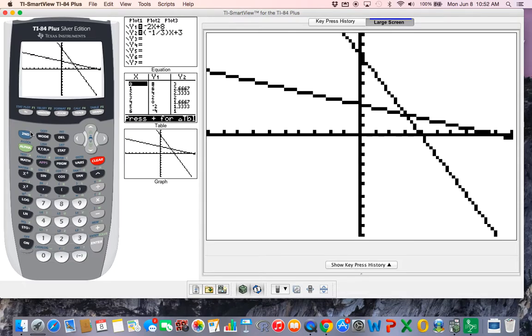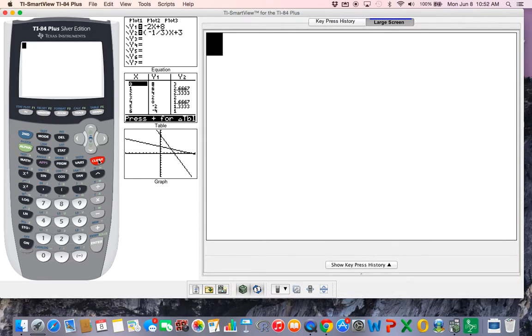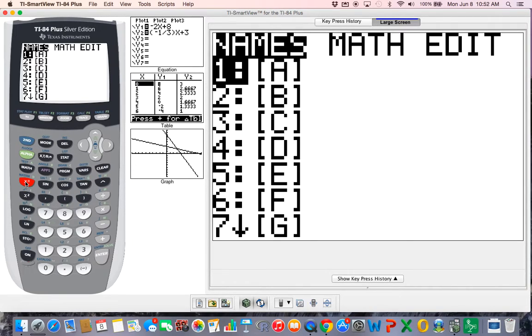Now, what I want to do is get out of all this and get a blank home screen, because that's just the way I like to start out. All right, guys, find your green key and come down 2, you'll see a key that says x to the negative 1, and right above it you'll see matrix. So if I hit second blue, I go into the matrix editor.